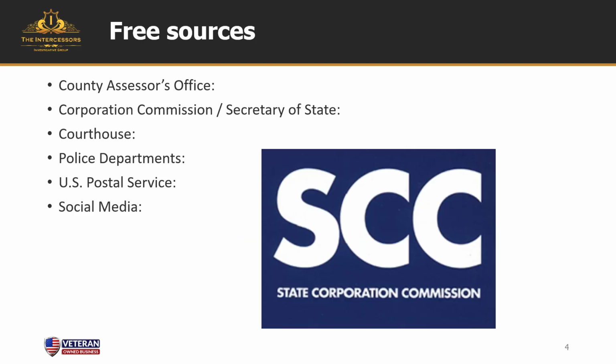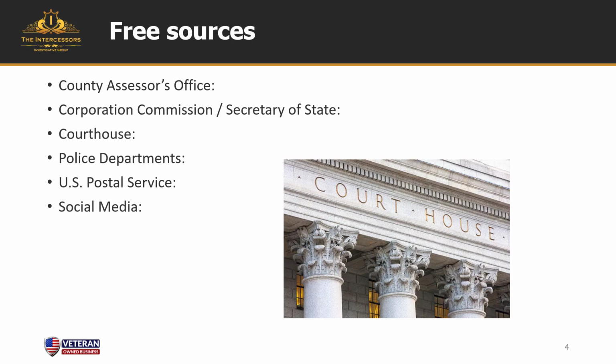Corporation Commission or Secretary of State. Has the target of your investigation ever owned a business? Find out by researching records kept by the Corporation Commission or Secretary of State. Business registrations often reveal the individual's home and work address. Courthouse. Court records are my personal favorite. These files can provide a list of current and prior addresses, as well as vehicles, known associates, and more. Think of courthouses as information gold mines.